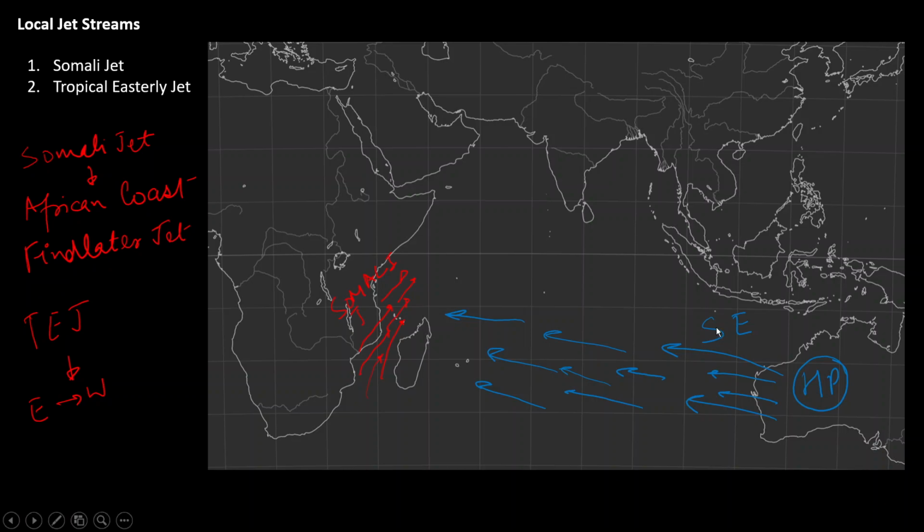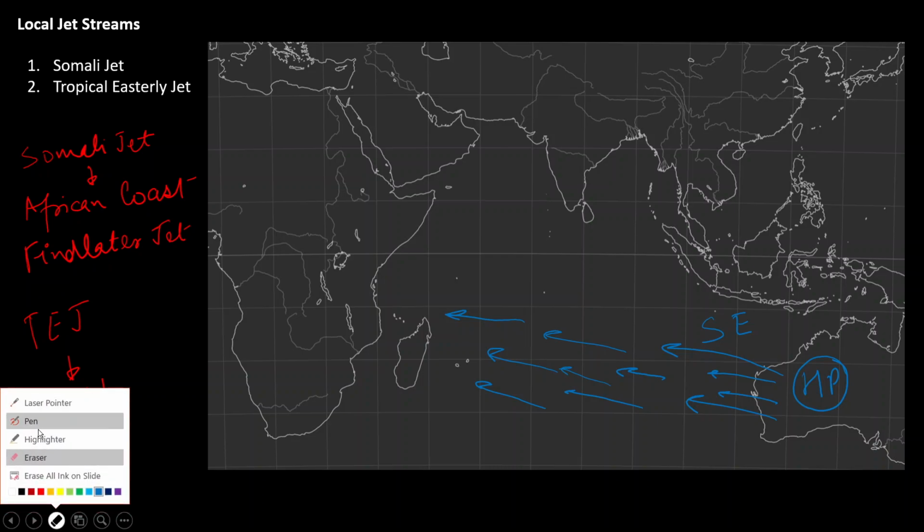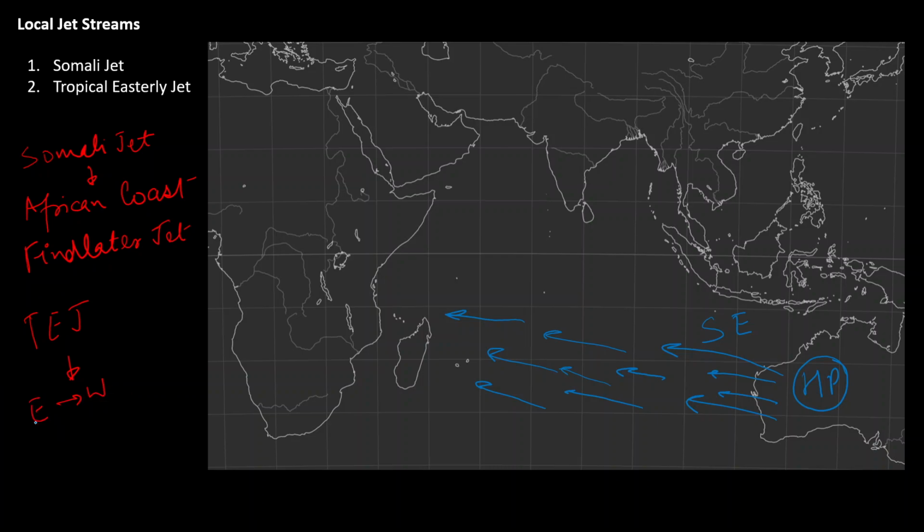In this region flows a current, an ocean current, which is known as the Somali current. The Somali current is a very interesting current.